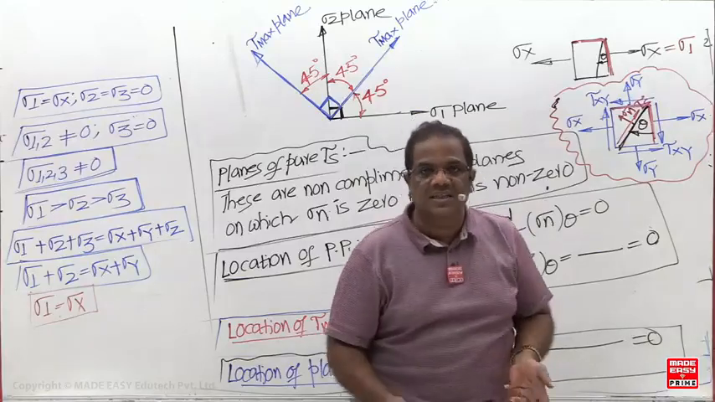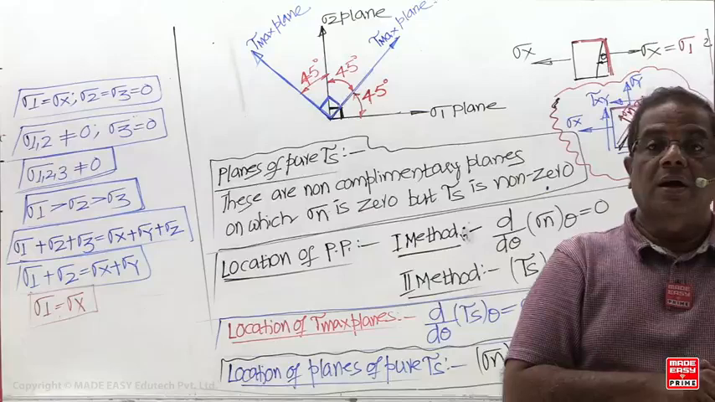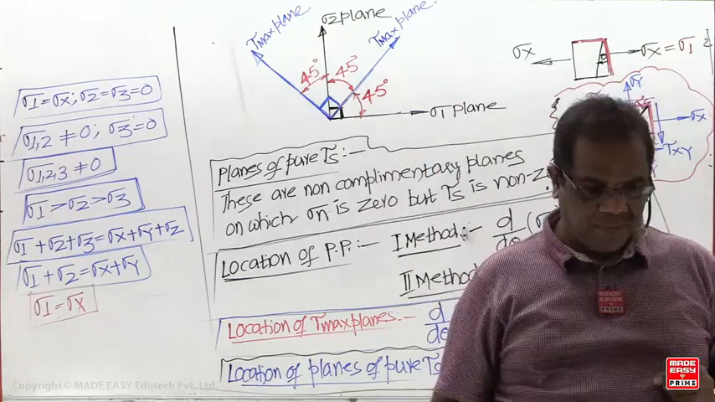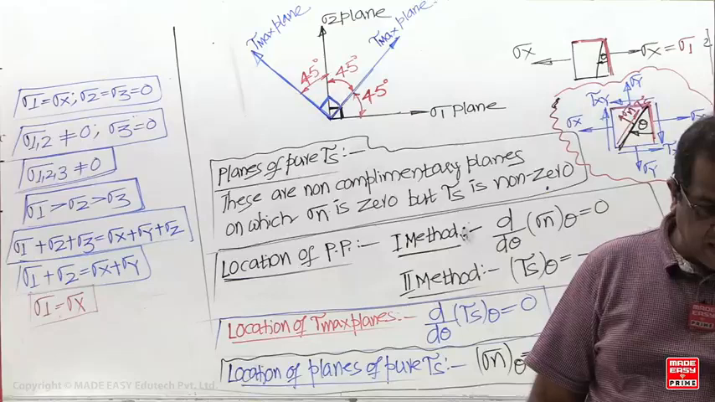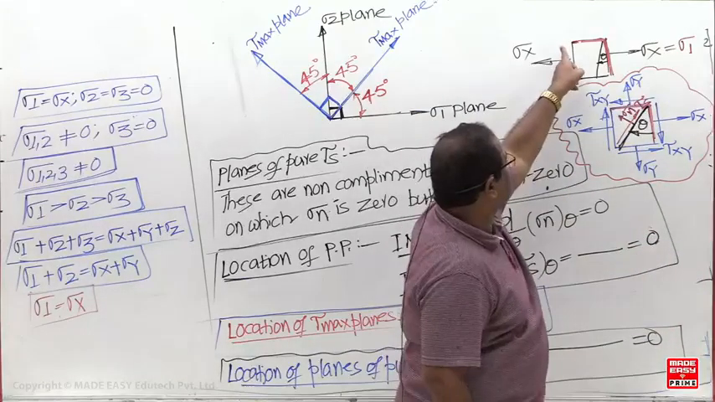Since shear stress is 0, it is a principal plane. Plane of pure shear means what now? Normal stress should be 0, but shear stress should be non-zero. I hope your doubt is cleared. All of you can check it now.